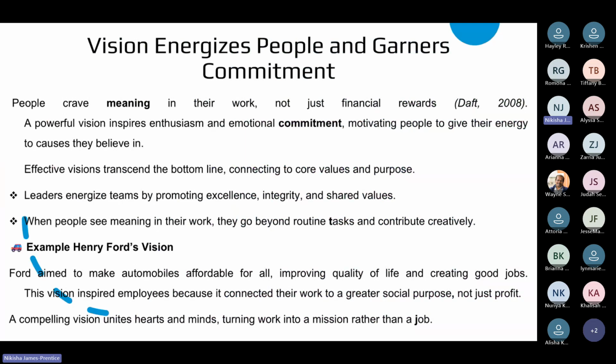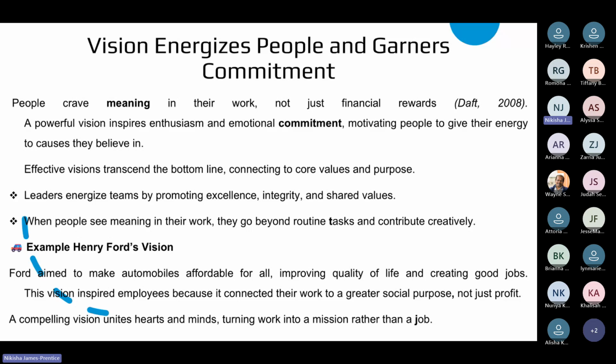Vision energizes people and garners commitment. People crave meaning in their work, not just financial incentives. A powerful vision inspires enthusiasm and emotional commitment. People are naturally motivated to give their energy to causes they believe in, not just to increase profits or shareholder value. Leaders must therefore create visions that transcend the bottom line, connecting to core values and a sense of purpose that makes work meaningful.